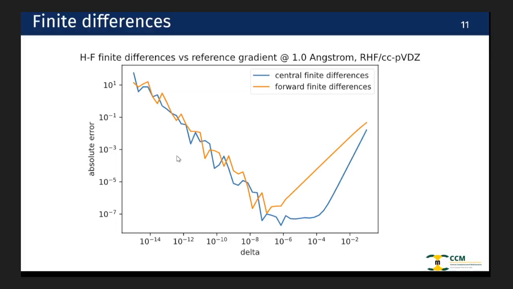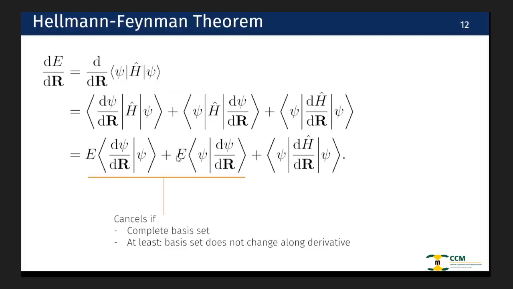Which also means that in finite differences, you can't just always say, oh, I take delta to be 10 to the minus 6 because it works in this case. It's brilliant, but maybe it doesn't work for the next one.